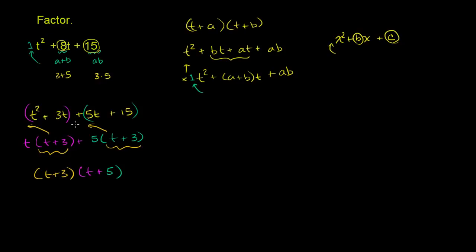But we actually didn't even have to do this grouping step, although hopefully you see that it does work. We could have just said, look, from this pattern over here, I have two numbers that add up to 8, and their product is 15. So this must be t plus 3 times t plus 5, or t plus 5 times t plus 3. Either way.